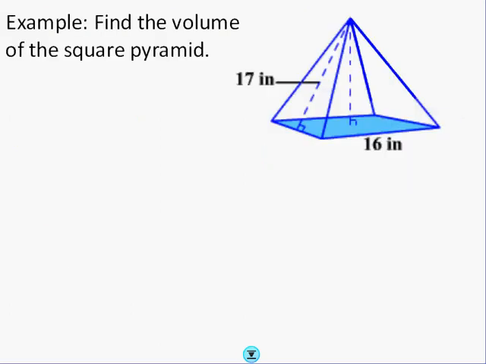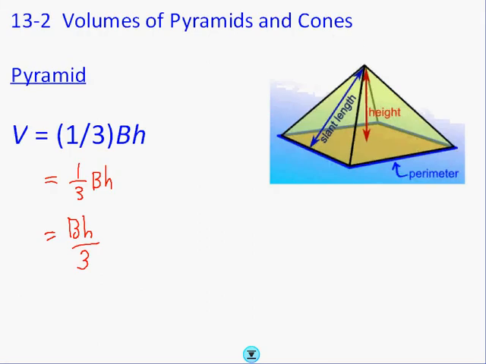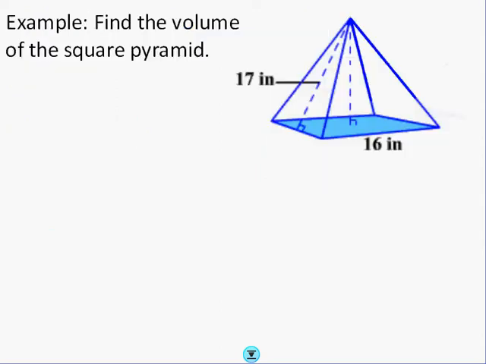1/3 base times height. Find the volume of the square pyramid. Okay, I should point out slant height and height. When we were doing surface area, the only thing that mattered was the slant height, or the slant length. As we're doing volume, the only thing we care about is the height. We actually don't care about the slant height for volume.